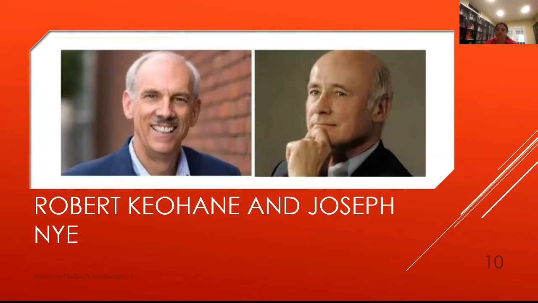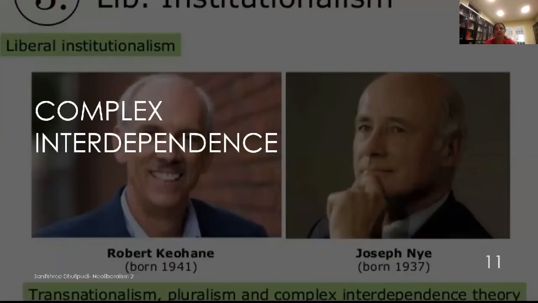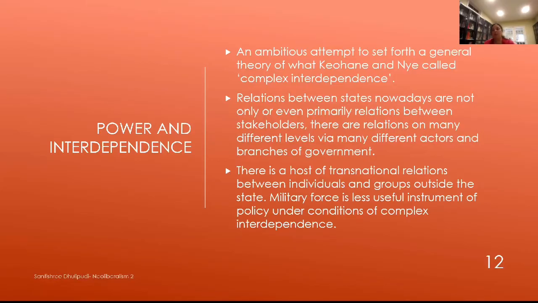Robert KEOHANE and Joseph Nye have brought in what we call complex interdependence and transnationalism, pluralism, and complex interdependence theory. Now, what is their theory? This theory is extremely important in contemporary international relations as well as international political economy. Power and Interdependence, or what we call the politics of international economic relations, is an ambitious attempt to set forth a general theory of what KEOHANE and Nye called complex interdependence.